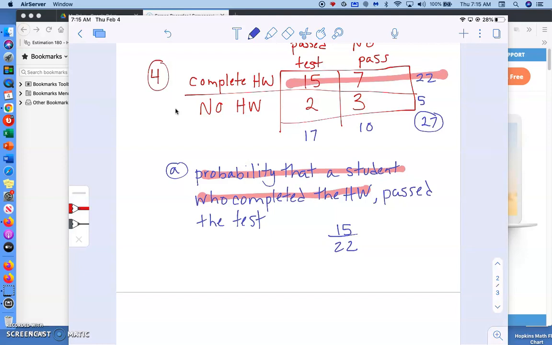Notation-wise, sometimes you'd see this as the probability that completed homework given that they passed. Oops, I did that backwards. We want the probability that a student passed the test given that they completed the homework. So when you look at it that way, it's kind of like a fraction. We're just looking at the completed homework, which is our 22, and you want to know of those who passed the test.